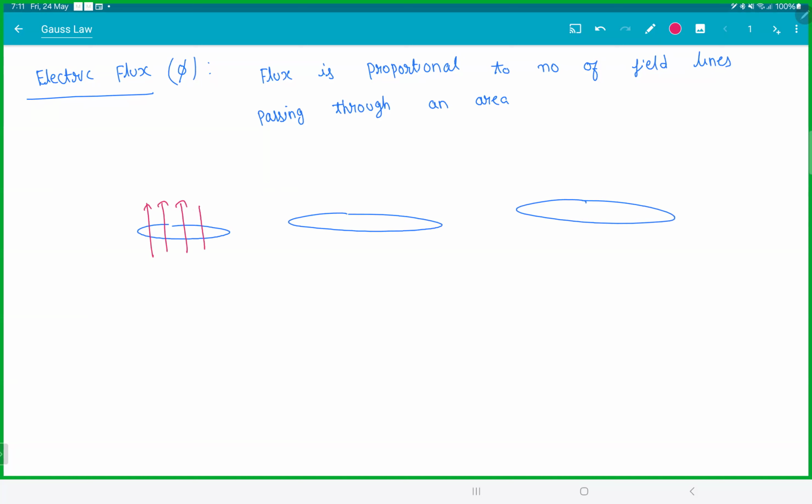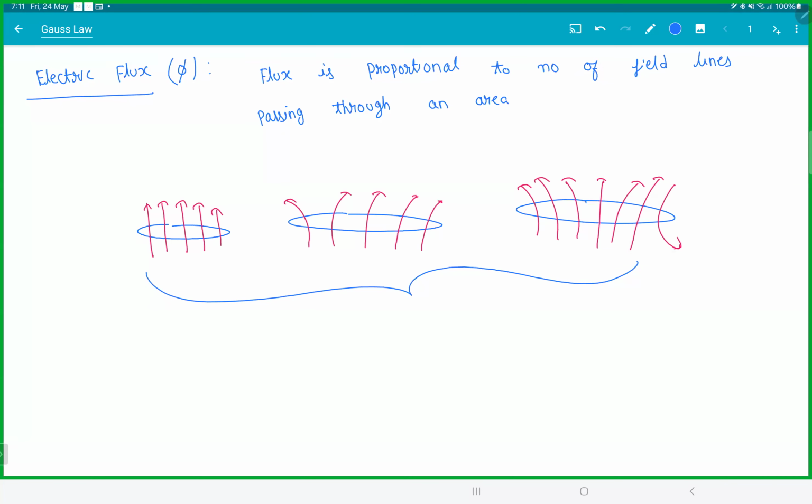Let's say 5 lines are passing like this. 5 lines are passing like this. 6 lines are passing out and 1 line is passing in. I don't care how big is the area. I don't care how they are going. All have same flux. Simple definition. Flux is what? Number of lines passing through an area. How big area, what angle, we are not interested. So fundamentally, this is what flux means. Number of lines that cross that area is proportional to flux.